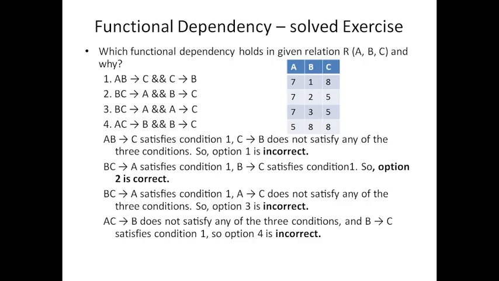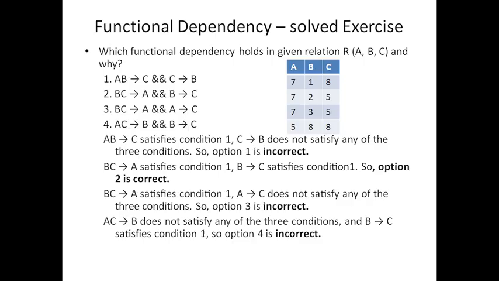Next we move on to the second option. BC determines A. The combination of BC is unique in every row. So condition 1 is satisfied. Move on to the next part. B determines C. Here B is also unique. So here also condition 1 is satisfied. So the second option is a valid one.